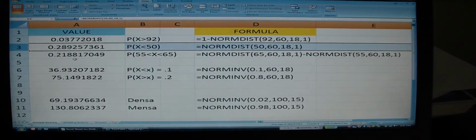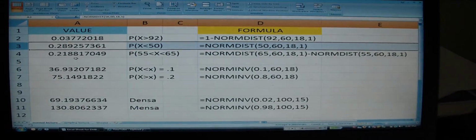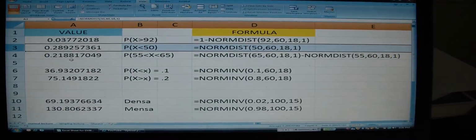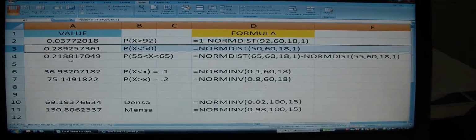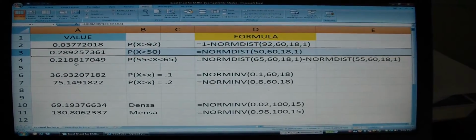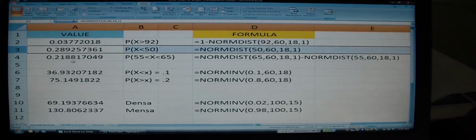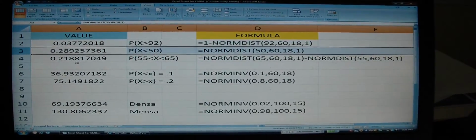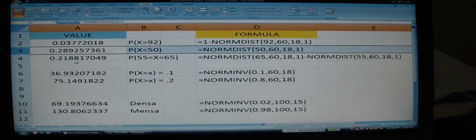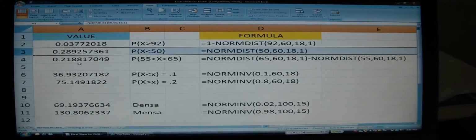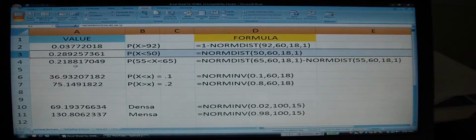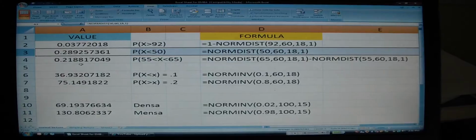And I asked, what was the probability that x, the random normal random variable that was representing the score on the management assessment, what was the probability of getting a score at least as big as 92? And you can see that it's about 0.0377, and the formula for calculating that was 1 minus NORM.DIST of 92, which is that x value, 60, which is the mean, 18, which is the standard deviation, and then 1, which is what we always put for the cumulative distribution.